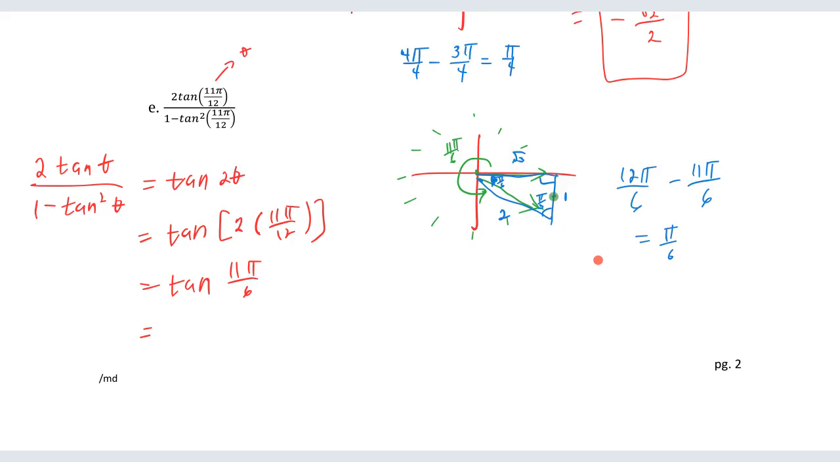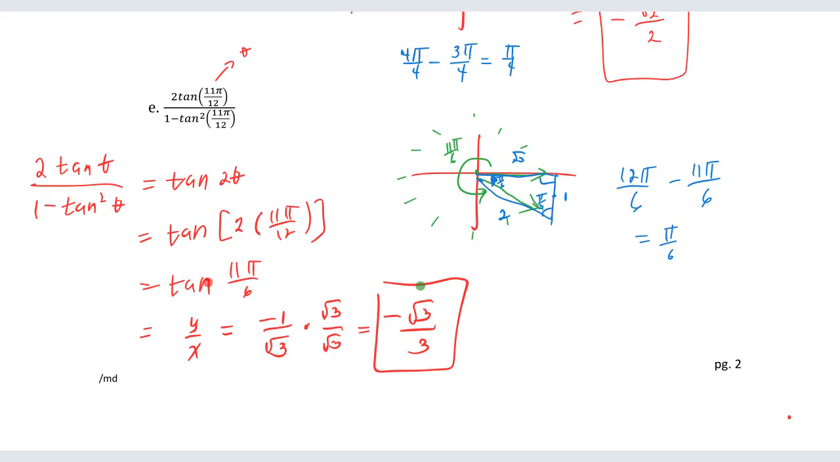Okay, so now we'll go back with the evaluation of tangent 11 pi over 6 using its reference angle pi over 6 in quadrant 4. By definition, we have y over x, correct? And then we know that the value for y here is negative 1 over x is radical 3, okay? And so we just need to, once again, simplify this by rationalizing the denominator, which is the radical 3. Therefore, we have negative radical 3 over 3, okay? So there you go for the tangent double angle.